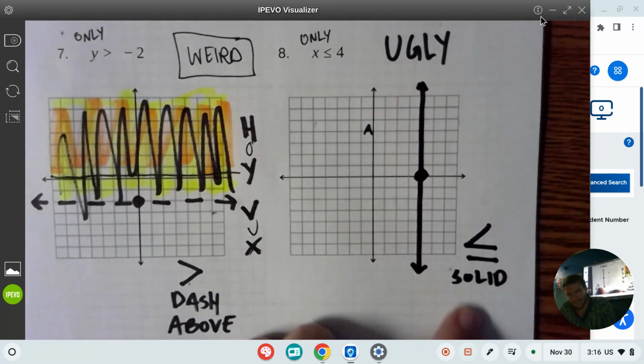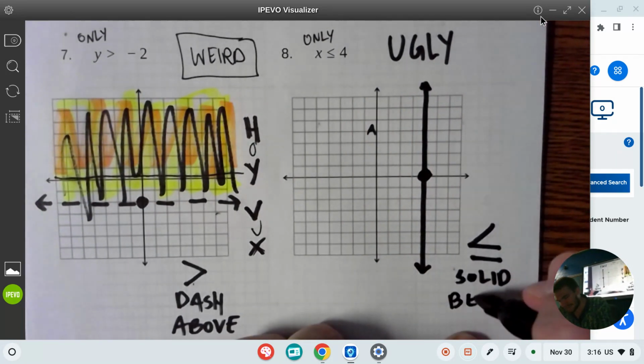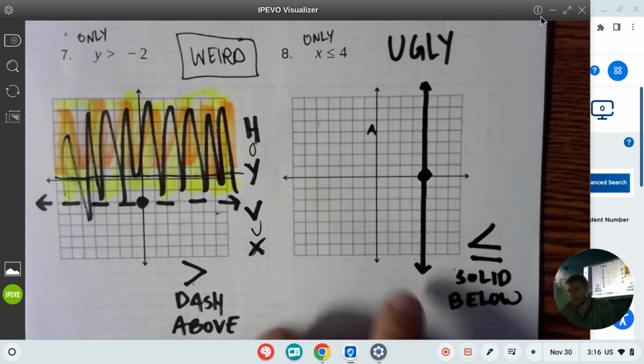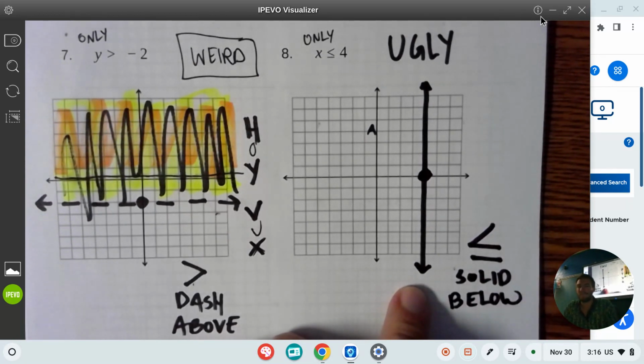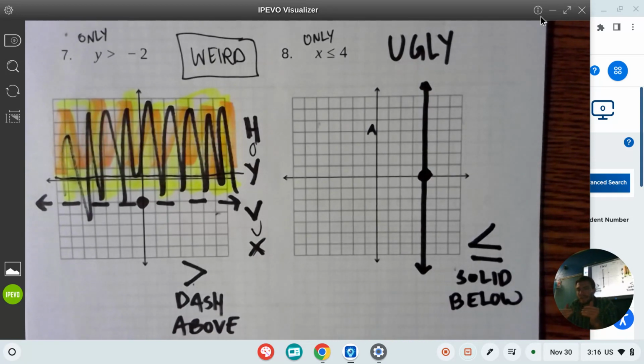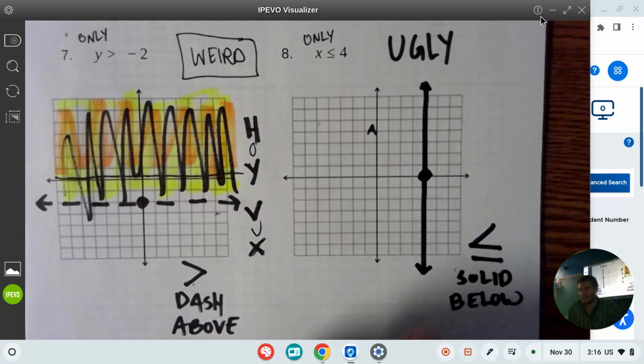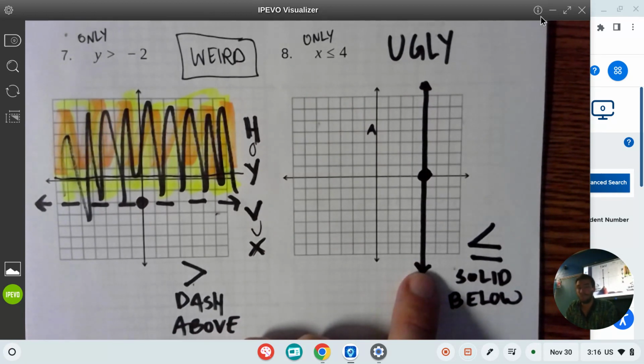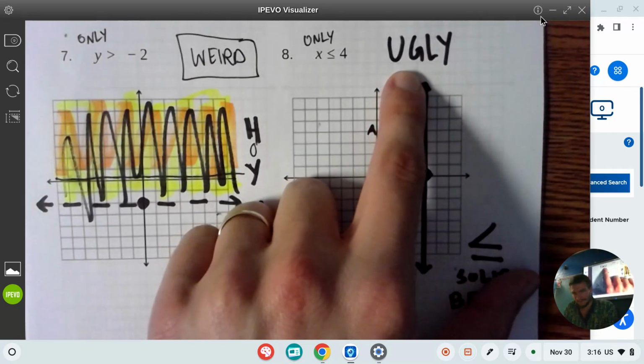Because this is my less than. And my less than means below. But if you look at this graph, is there really a below side? Not really, right? I mean, if this was a roof, it would be a very bad roof, right? Roofs don't go straight up and down. That's called a wall. All right? So, these are the ugly graphs.